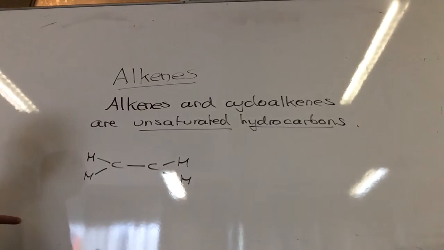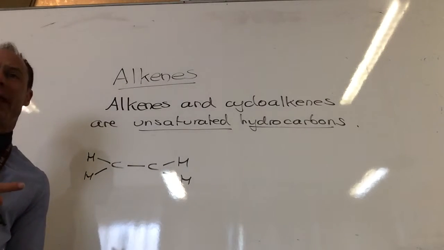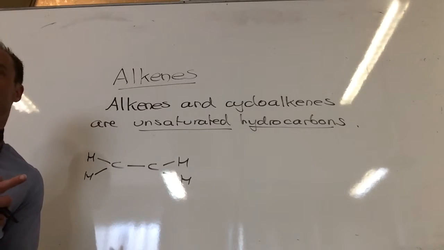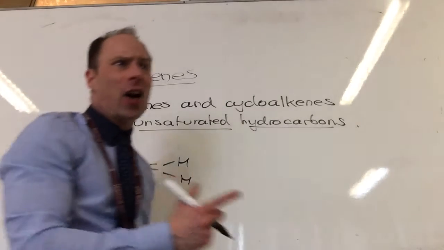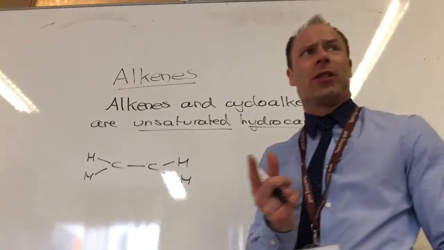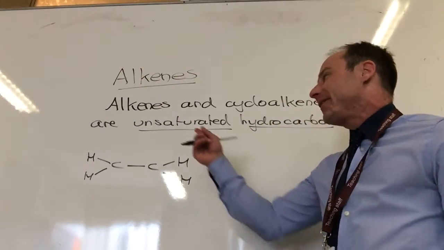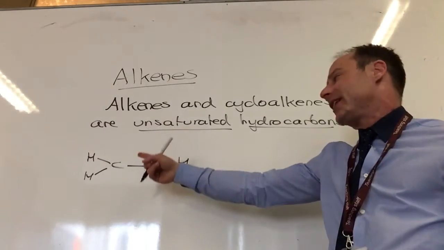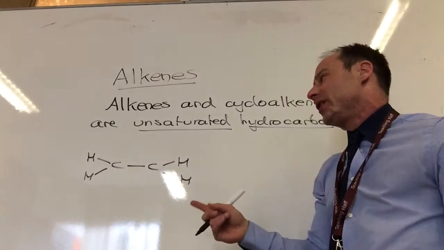So the alkenes are different from the alkanes, but in a way they're similar. The way they're similar is they're hydrocarbons. Hydrocarbons mean they only contain hydrogen and carbon atoms. However, the way they differ is they are unsaturated. Unsaturated means that they contain a carbon-carbon double bond.